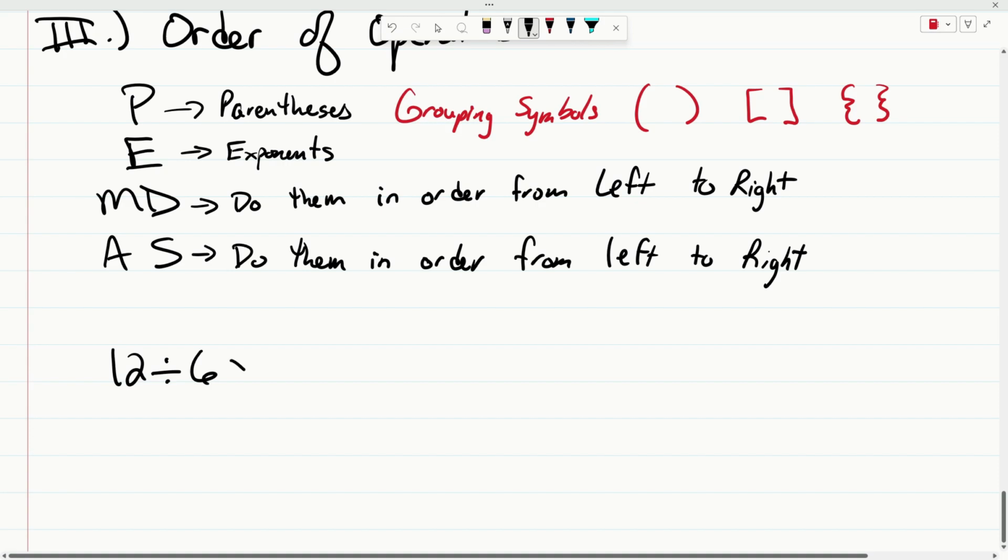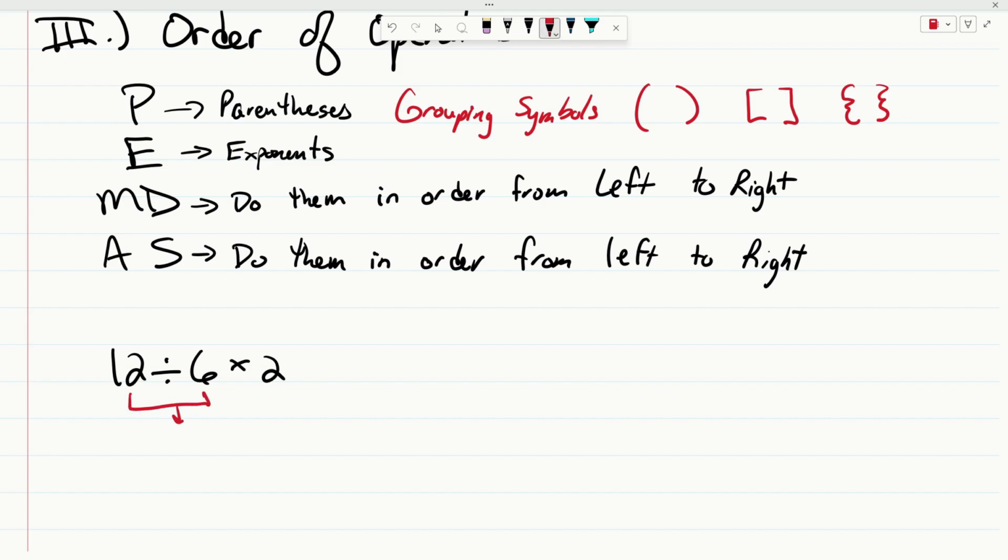Therefore, this problem I had on the board earlier, 12 divided by 6 times 2. Well, if you go through your order of operations, multiplication, division, you do them in order from left to right. We actually do the division first. 12 divided by 6 is 2. And then you do the multiplication second. 2 times 2 is 4. All right? So what I'd like to do here is just go over a couple examples real fast. Nothing too crazy. All right?